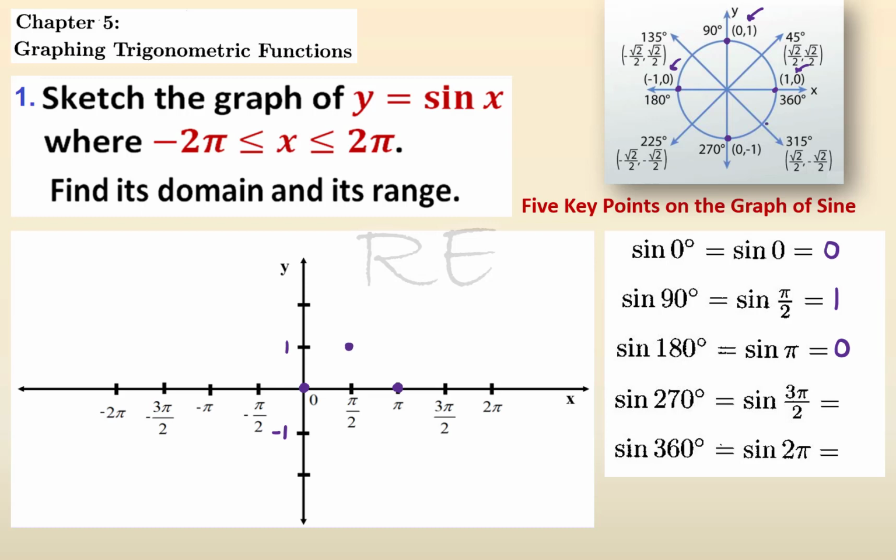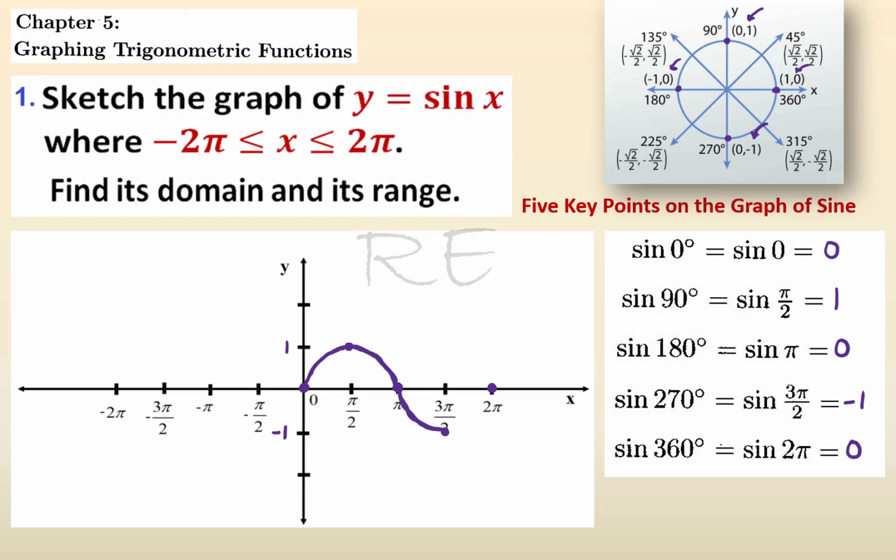At 270, or 3 pi over 2, the sine is negative 1, since the coordinate on the unit circle is (0, -1). And at 2 pi, we start over again, and the sine is 0. Now we're going to connect those points with a smooth curve.